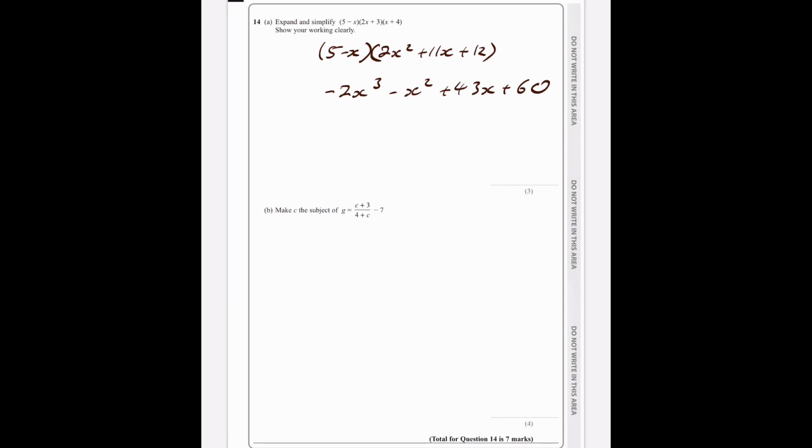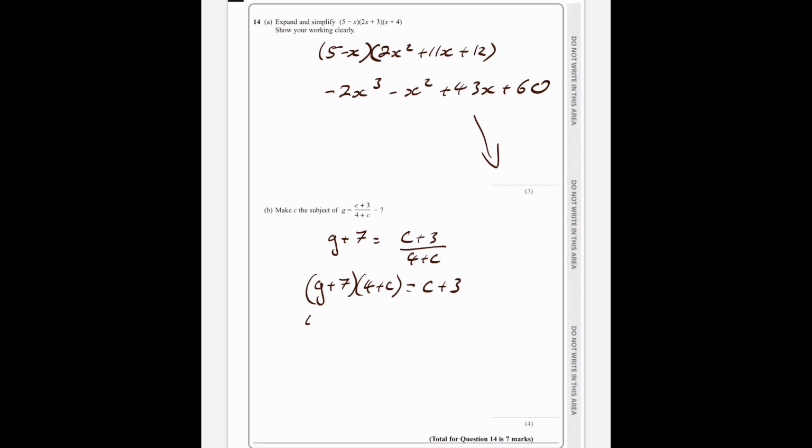For B, to make C the subject, what I'm going to do is add 7 to both sides as my first step, just to get that 7 out of the way. Then we have a c trapped in the denominator of the fraction, so I'm going to multiply by 4 plus c to untrap it. So both sides got multiplied by 4 plus c there.